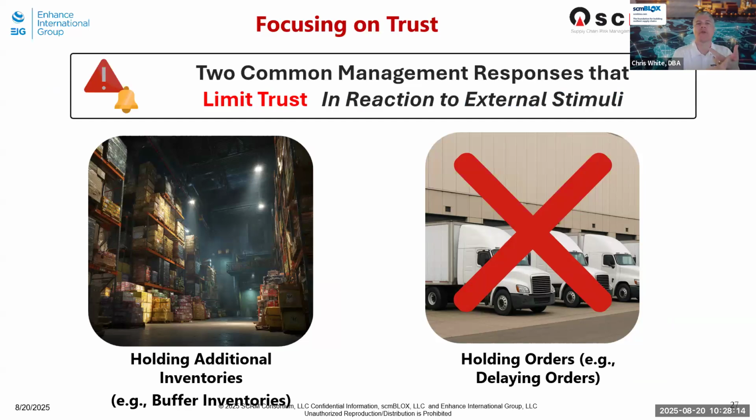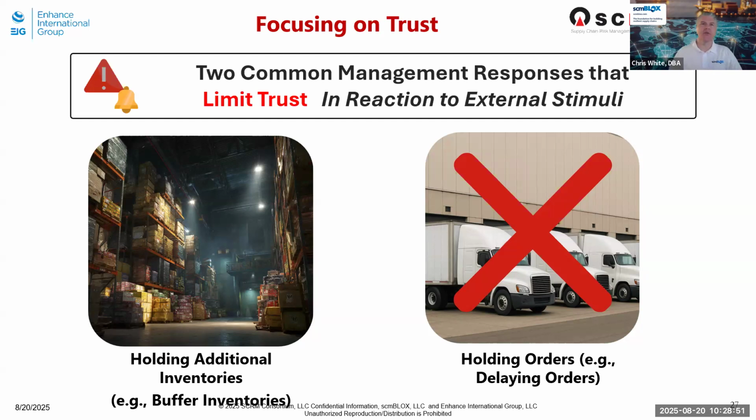And there are two common responses that tend to limit trust as we act and react in supply chains. On the left, you've got holding additional inventories. I'm going to have extra buffer inventories because I don't trust what's happening. The other, on the right, is holding my orders or delaying my orders. So I'm not giving you the orders as they really are coming. I'm holding them for whatever reasons, and so not giving that to you. So those are the two changes we're going to now look at. Last time was collaboration. Now we're looking at additional inventory and holding orders.